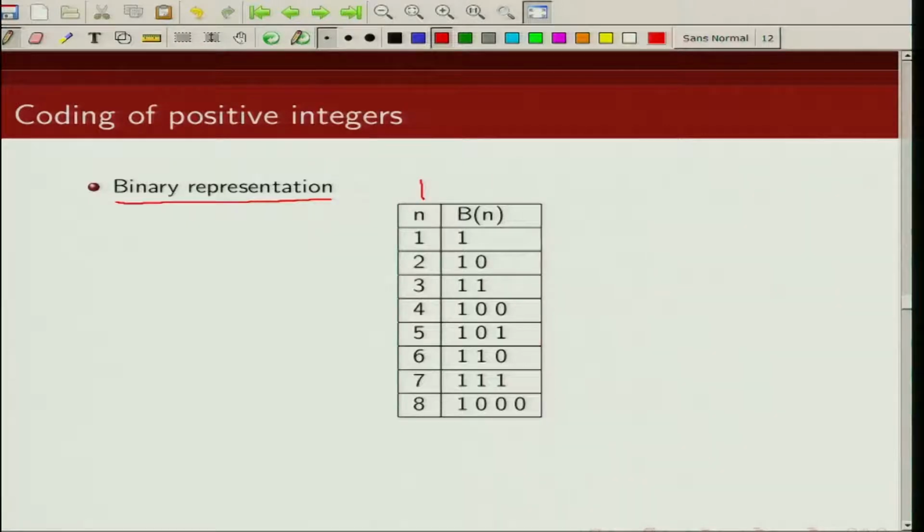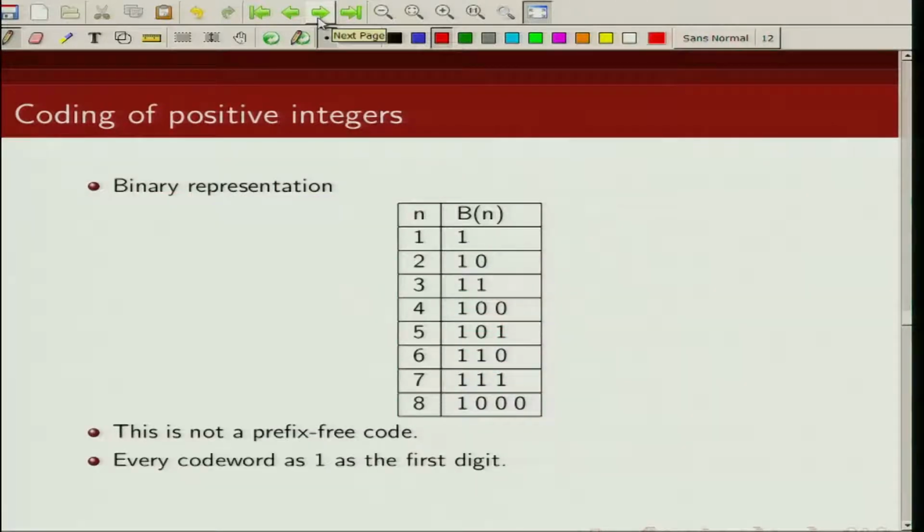So let's say I have this n, which is 1, 2, 3, 4, 5, 6, 7, 8. What is the binary representation? 1 is represented by 1, 2 is represented by 1, 0, 3 is represented by 1, 1, 4 is represented by 1, 0, 0, 5 is represented by 1, 0, 1, 6 is represented by 1, 1, 0, similarly 7 is 1, 1, 1, and 8 is 1, 0, 0, 0. So likewise, you can write any positive number by its binary representation.